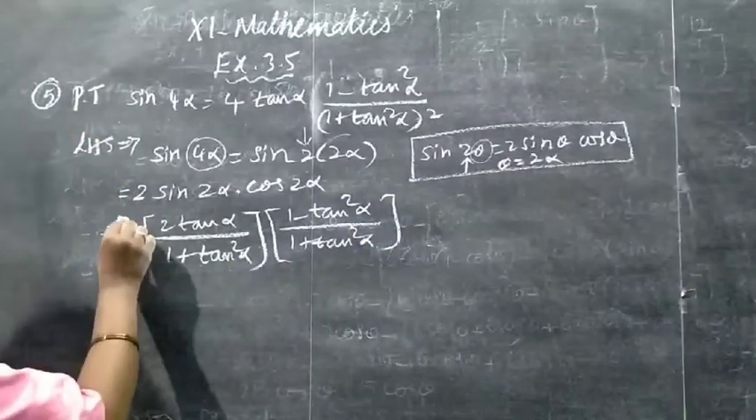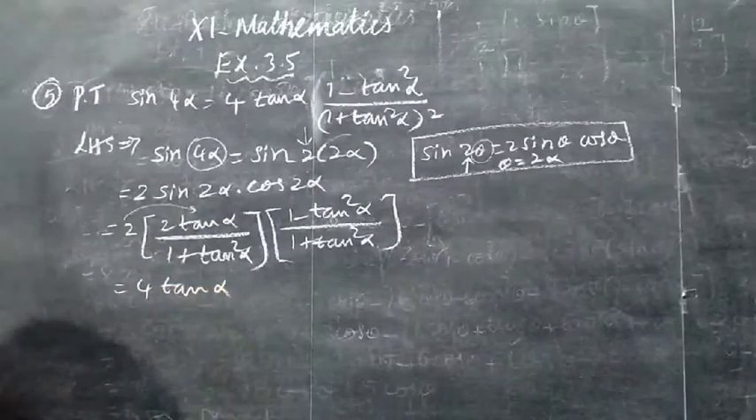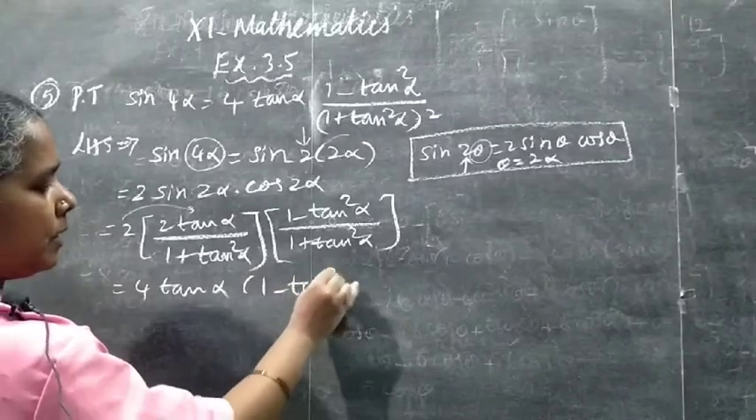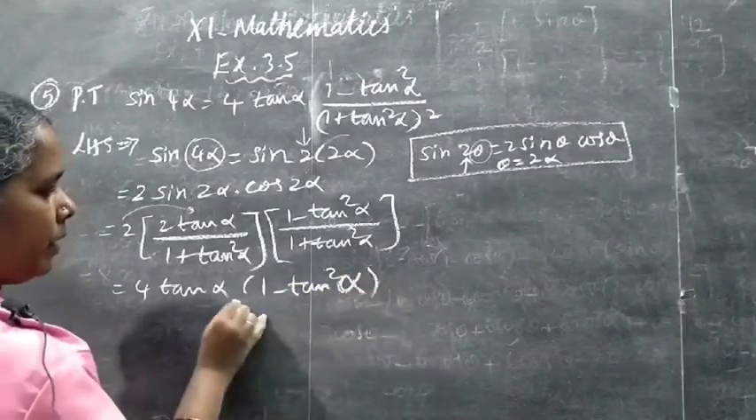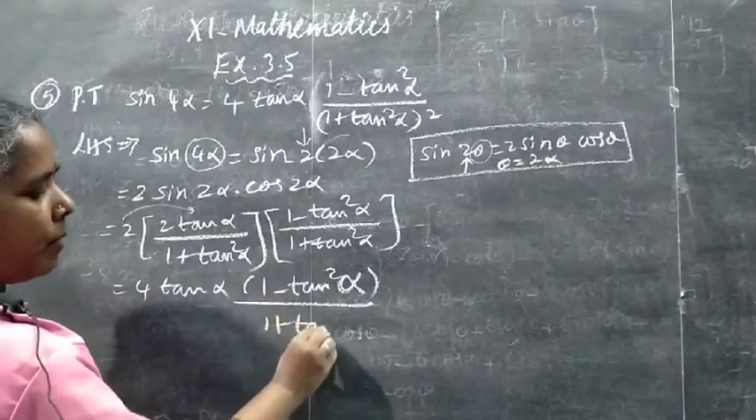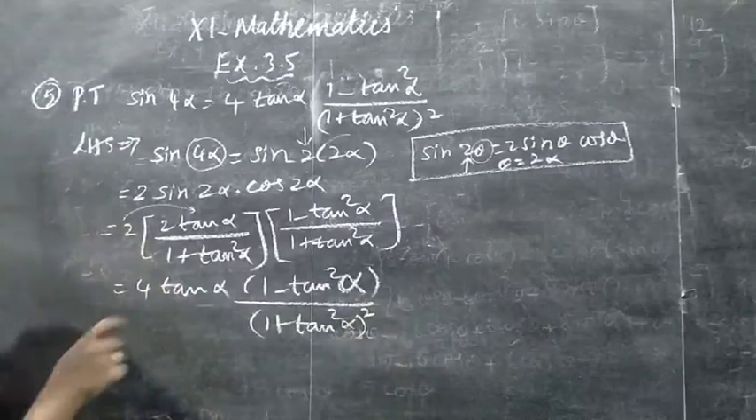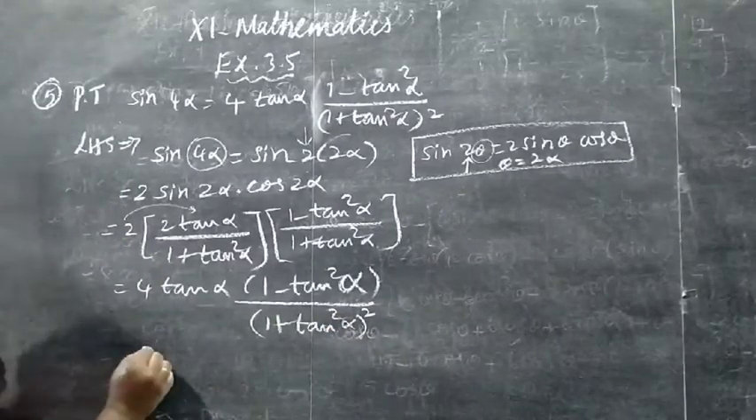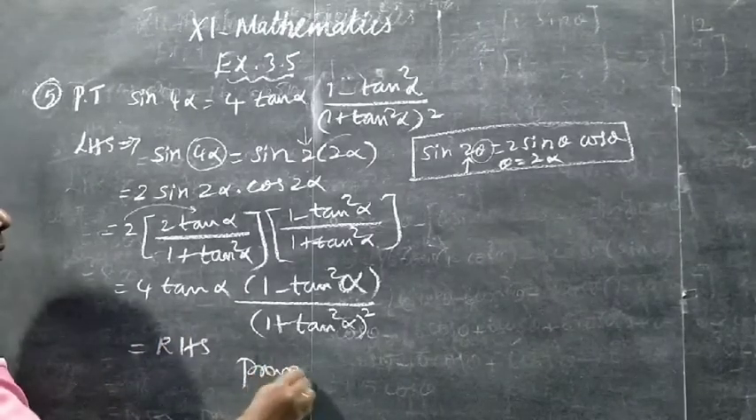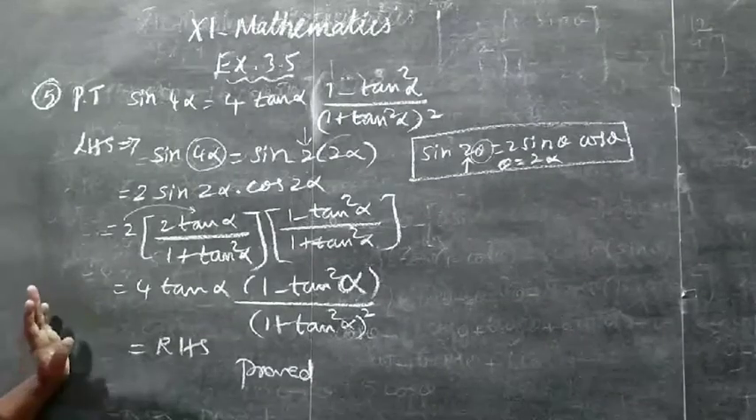Now if you multiply, this is 4 tan alpha, is it not? And the numerator is 1 minus tan square alpha and the denominator is 1 plus tan square alpha the whole square. Are you getting the proof now? Is it clear everybody? Yes. So this is nothing but the RHS, hence proved. Clear children? You try to recollect all the identities. That is the only way to learn trigonometry.